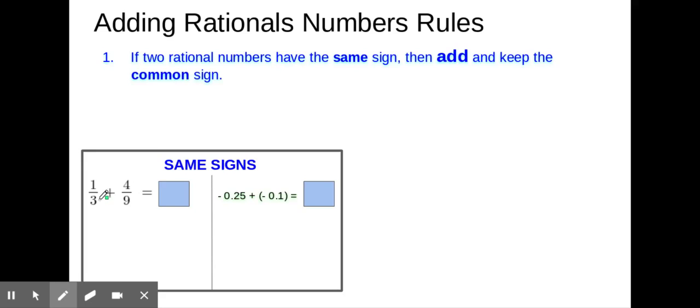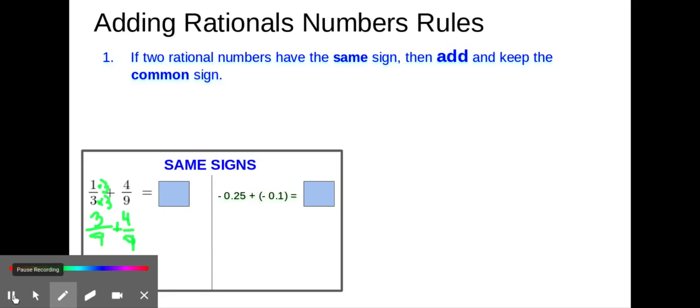So in this case, the least common multiple would be 9, because I know 3 times 1 is 3, 3 times 2 is 6, 3 times 3 is 9. And that's right here too. So I'm just going to times the top and the bottom by 3. Okay. All right. So you would end up with 3/9 plus 4/9.